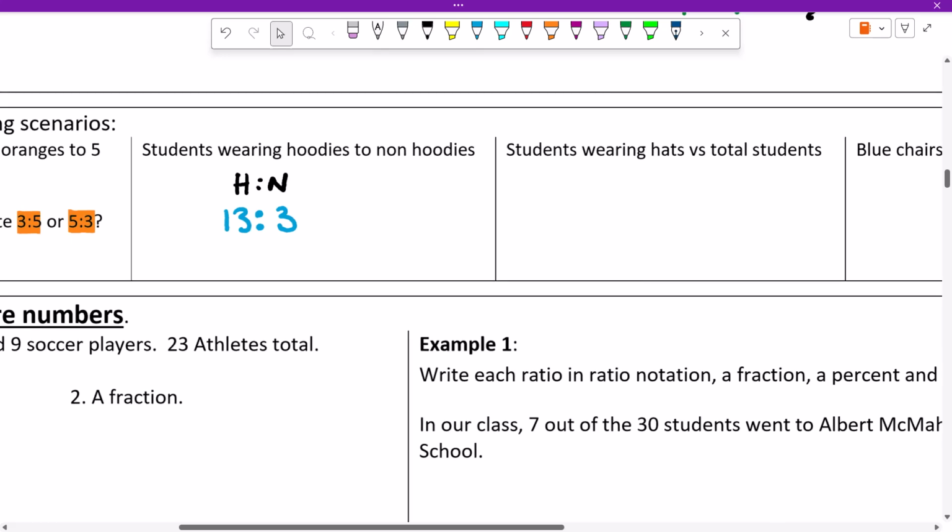Okay, so now, another one. Comparing hats, kids wearing hats versus total students. So we're going to say maybe H for hats, maybe T for total students. So how many people are wearing hats? 2. Versus 16. All right.